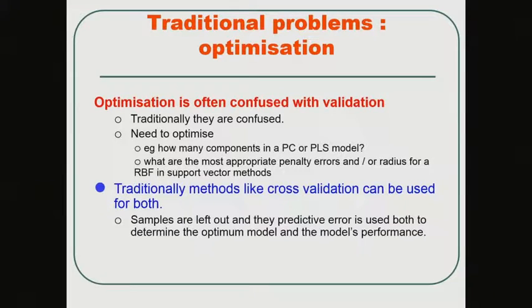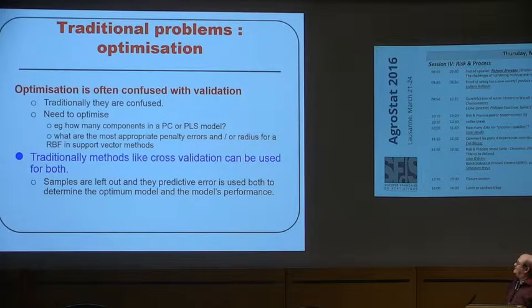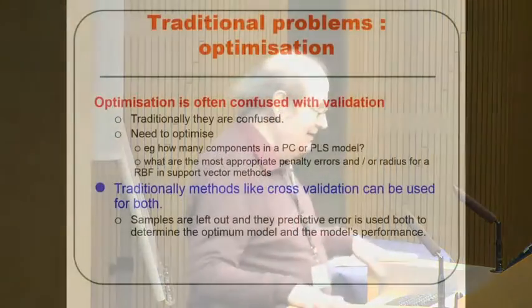Right, so let's have another traditional problem, optimization. Optimization is traditionally confused with validation. A lot of people who use multivariate methods, like principal component analysis, PLS, often ask how many components are there, or support vector machines, what's the most important penalty error or error penalty, or radius for radial basis function. And traditionally people use cross-validation and look at cross-validation error.